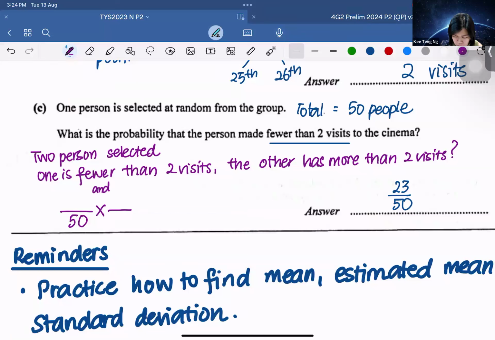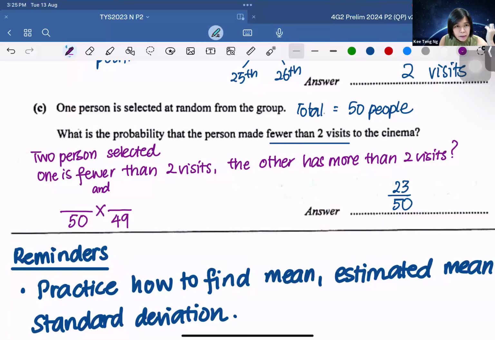What will be the denominator over here? Is it still going to be 50? I have 50 to start off with. I take out one person already. I'm going to choose the second person now. Yes, Hannah said that minus 1. So in this case, this number will now become 49.